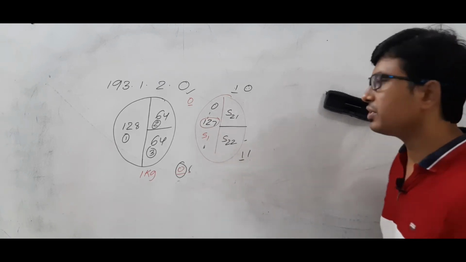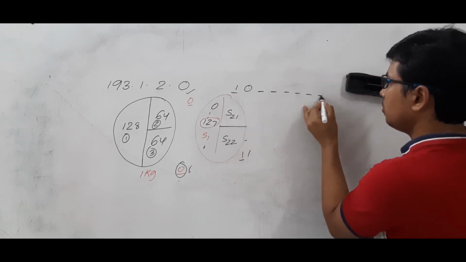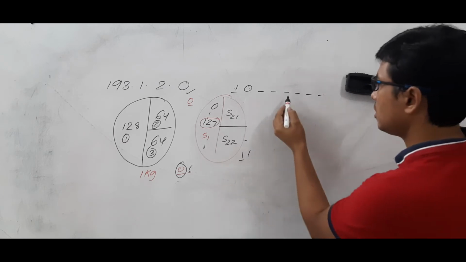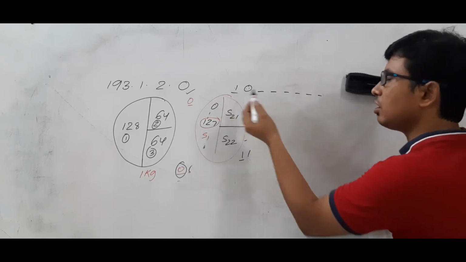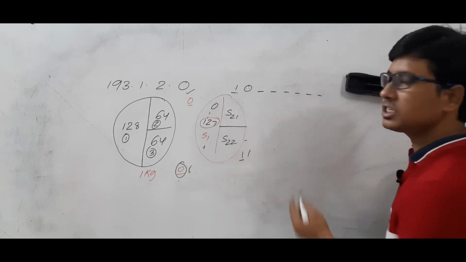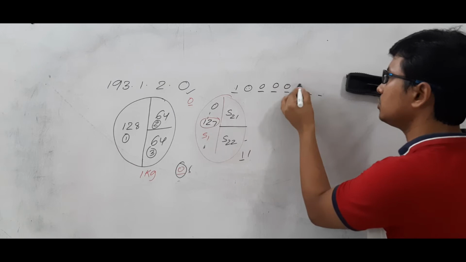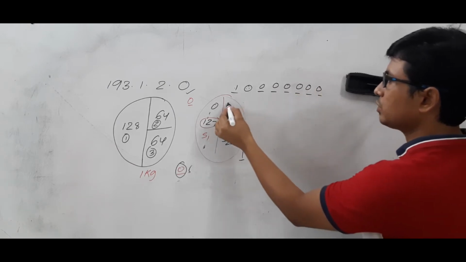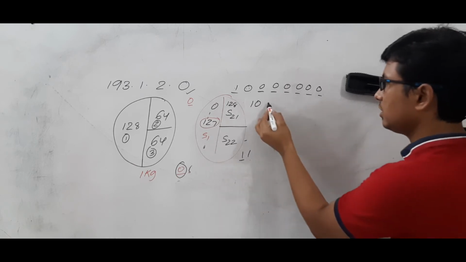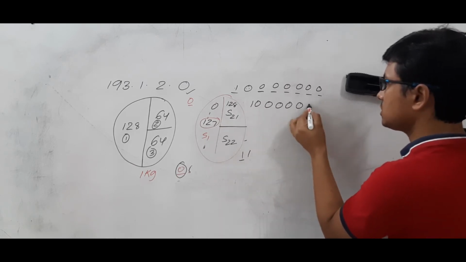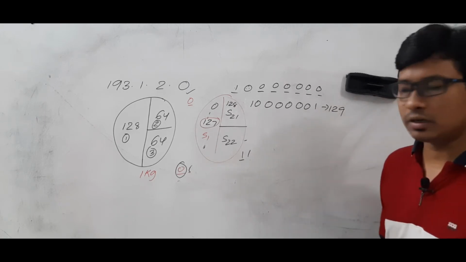How can I classify? We have to keep the values in the host ID bits. How many bits are there in the host ID? Out of 8 bits, 2 bits already are occupied. The remaining 6 bits will be there for the host ID. So if I keep all zeros, I will get 128 and 10 is fixed. If I keep 000001, I will get 129. Will you accept it or not?